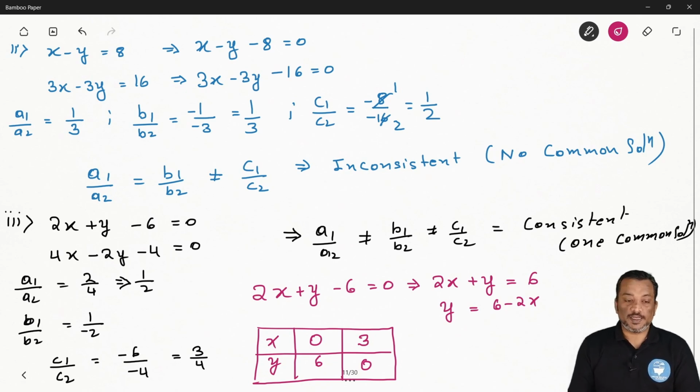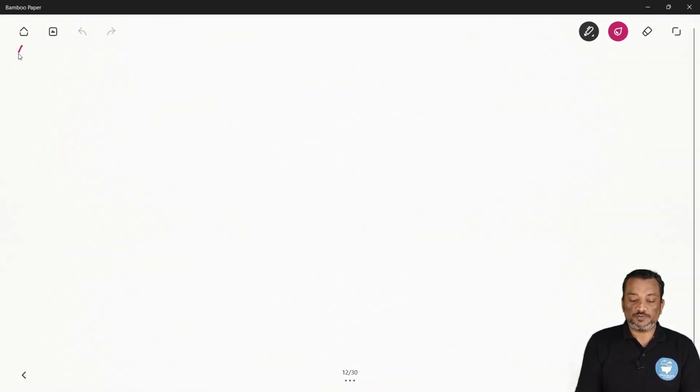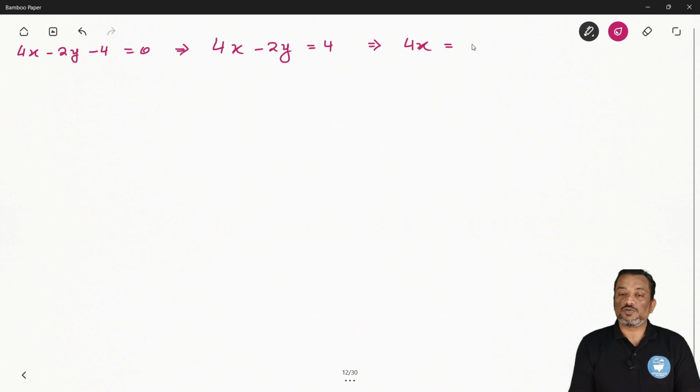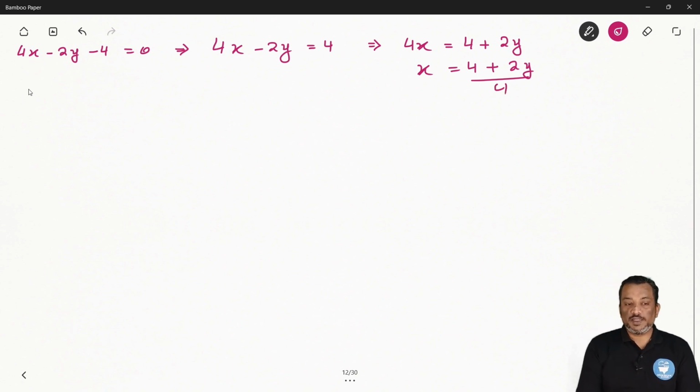Now let's solve the second one, 4x minus 2y minus 4. So here we will write 4x minus 2y minus 4 is equal to 0. In the same way we can say 4x minus 2y is equal to 4. Now we can say 4x is equal to 4 plus 2y. So x is equal to 4 plus 2y over 4.